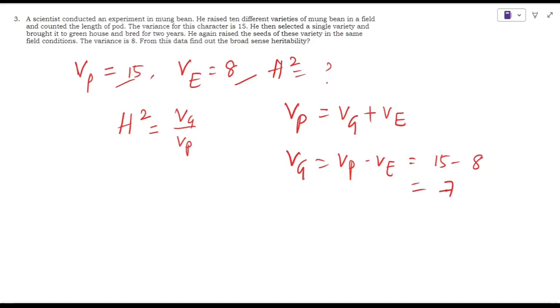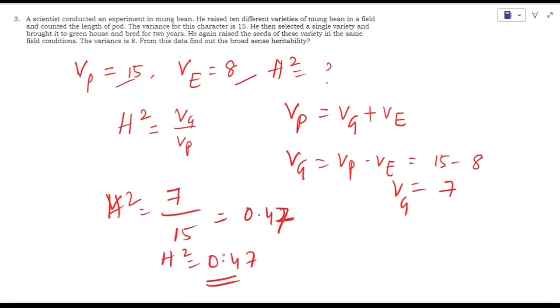Then apply that in the H square formula. We calculated Vg. Vg is equal to 7 divided by Vp 15, and we will get the value of 0.47. H square is equal to 0.47. That is near the intermediate value. That means both genes as well as environment are influencing it.